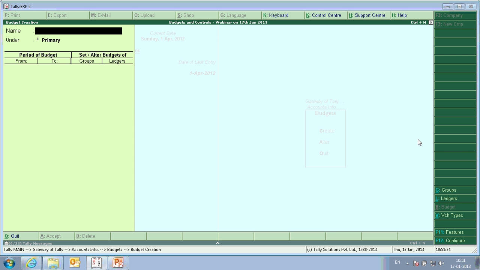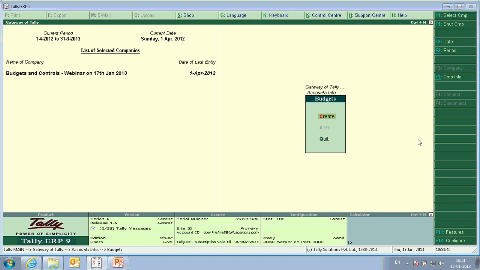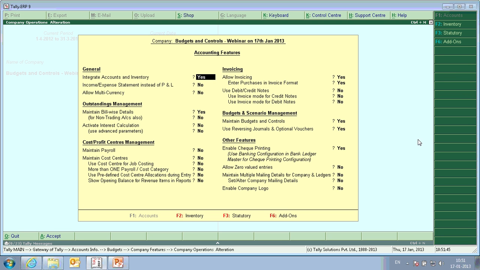Apex Anaga says go a little slow. Okay. What is the doubt, Apex Anaga? See, I have activated F11. Is this clear? These two have been activated: maintain budgets and controls, then reversing journals and optional vouchers. Finished.